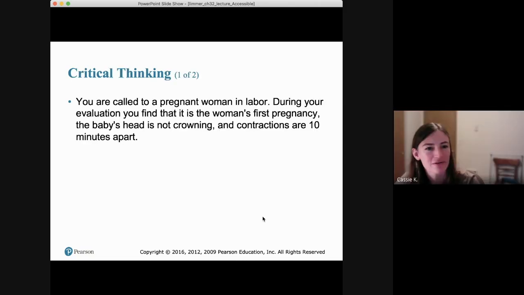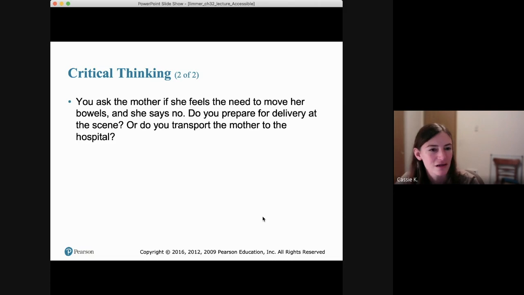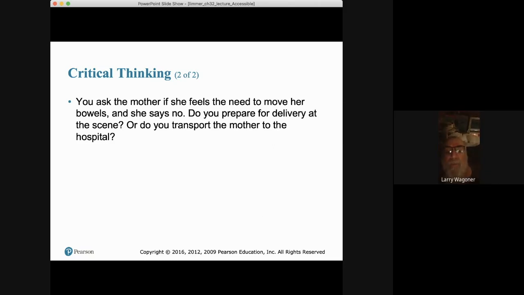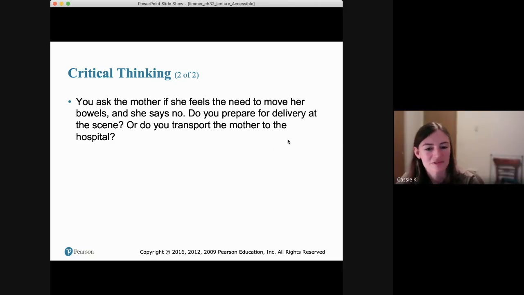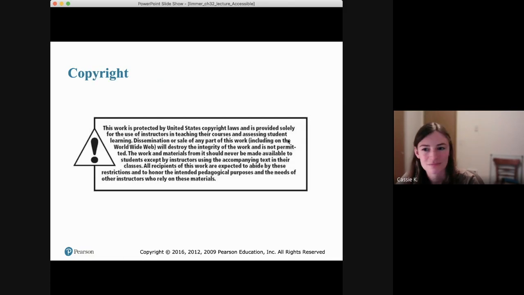All right, so we're called to a pregnant woman in labor. During evaluation, we find it's the woman's first pregnancy. Upon inspection, the baby's head is not crowning and contractions are about 10 minutes apart. We ask the mother if she feels the need to push. She says no. Do you think we're going to deliver on scene or transport to a hospital? Transport. Yep, transport, because we're assuming we've got time. All right, and that is it.